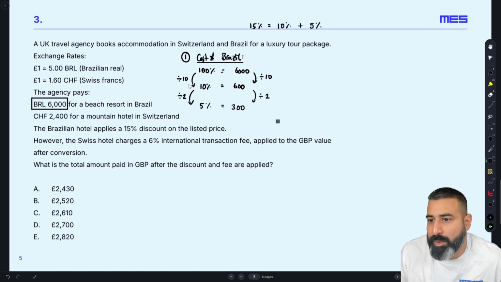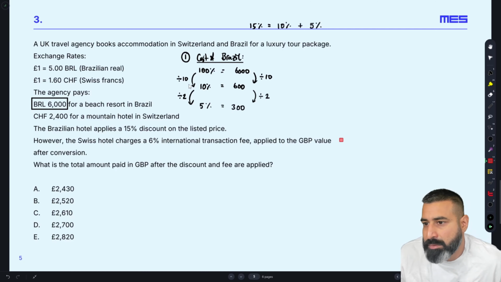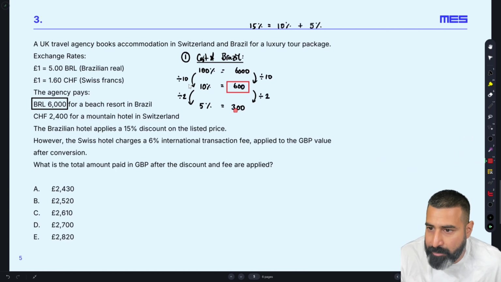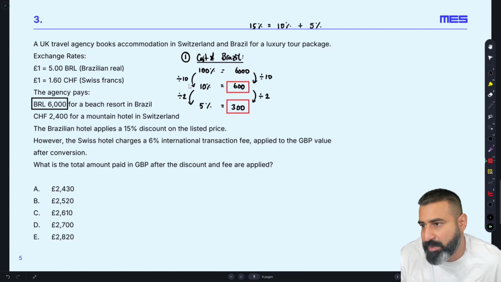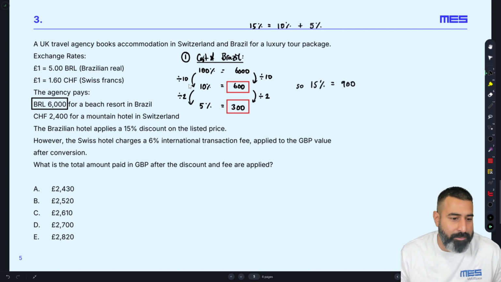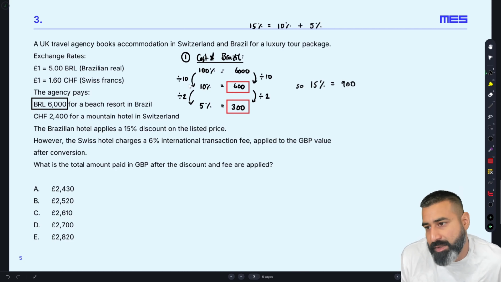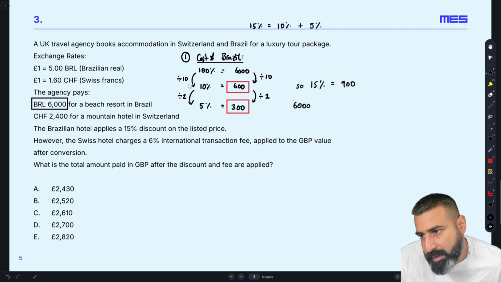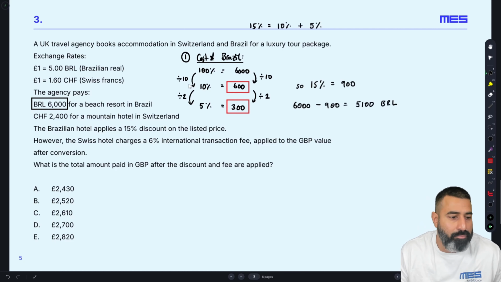So then what we're going to do is just add up. We're going to add up the 600, i.e. the 10%, and the 5% to get 15%. So we can say 15% equals 900 Brazilian real. So therefore, our total cost is going to be 6,000, take away 900, so we are paying 5100 BRL.